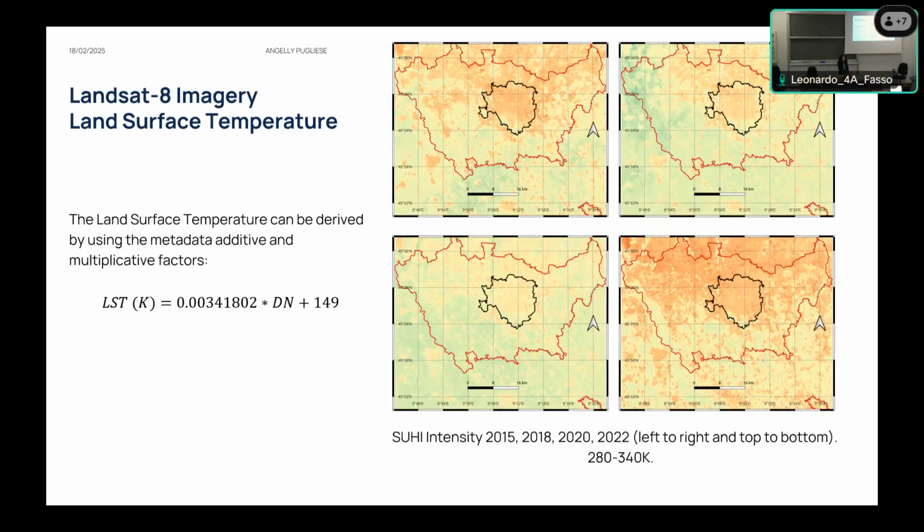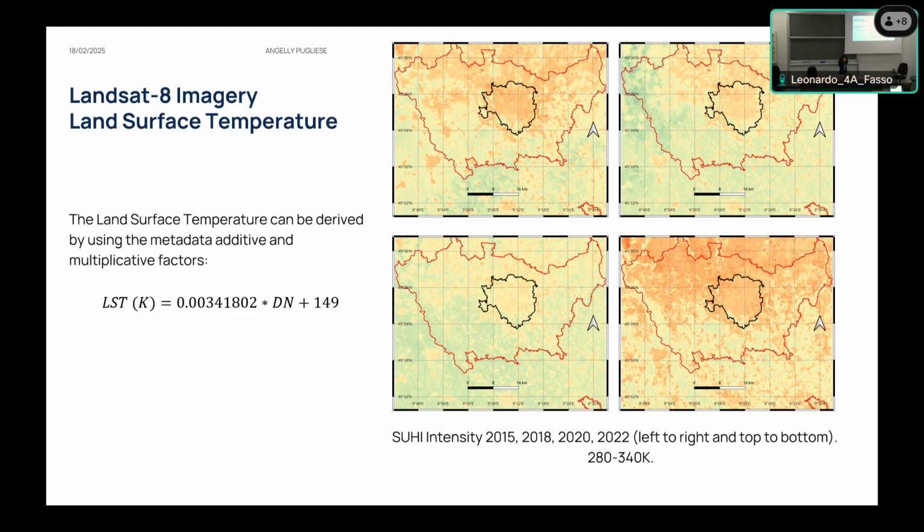So the Landsat 8 imagery was used for land surface temperature. In this case, I systematically downloaded the data from 2015 to 2022. This data was already downloaded at level 2 C2, so I really needed to use the additive and multiplicative factors to derive the land surface temperature in kelvins, and just to showcase here, there are examples of the years 2015, 2018, 2020, and 2022.